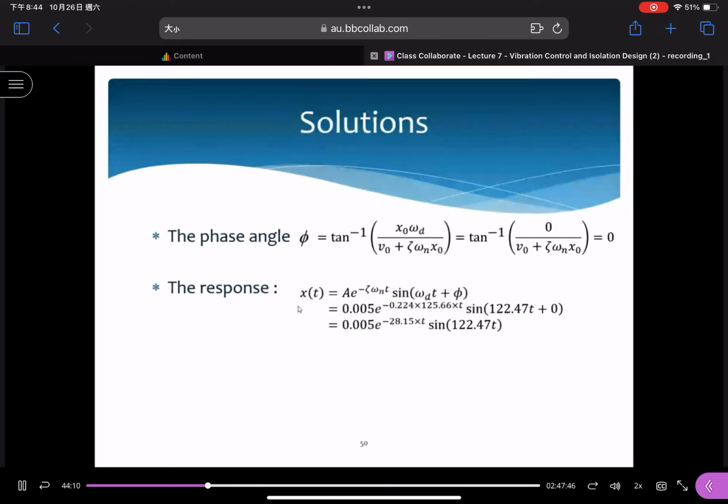The response is like this. Now, A, we got it is 0.005, okay? And how about theta? Theta is 0.224. Omega n is 125.66. And T, we do not need to calculate T. T is a time history response, okay? You can substitute any response times into this one.